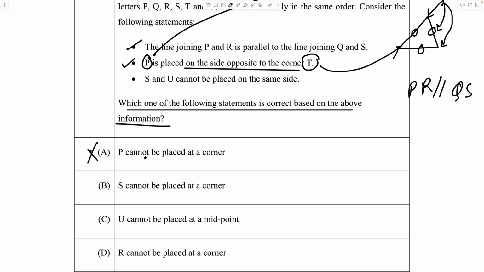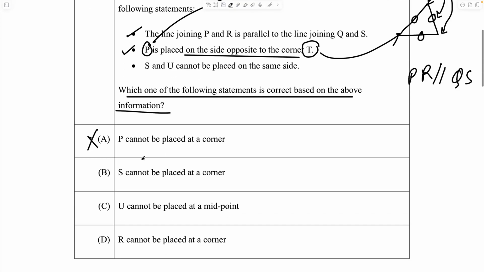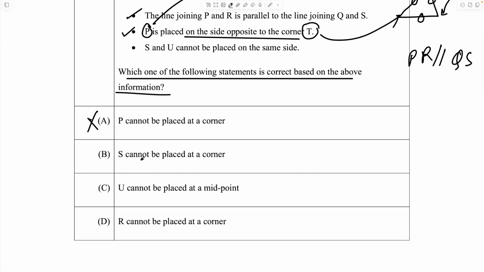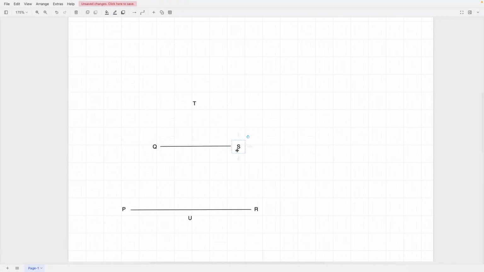I hope that you are able to understand this, right? And we are solving this question comprehensively. There is no better method, right? We are solving the question using all the information given to us comprehensively. Now the second one is S cannot be placed at a corner, right?